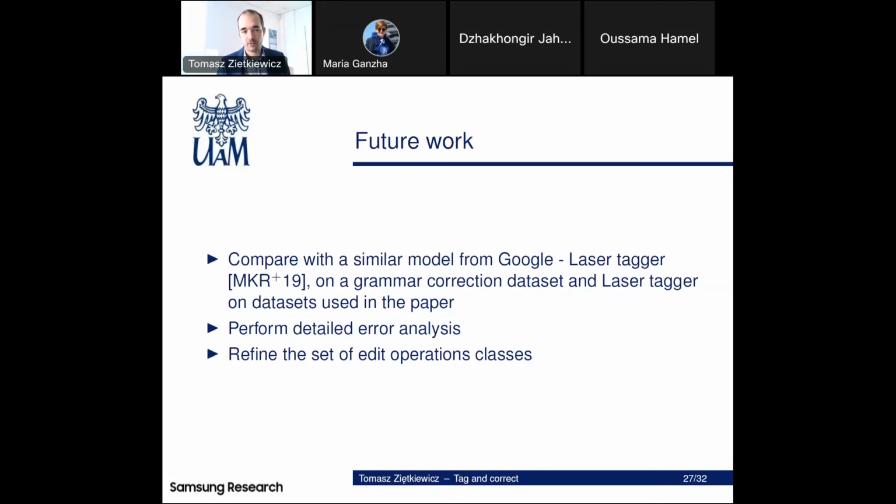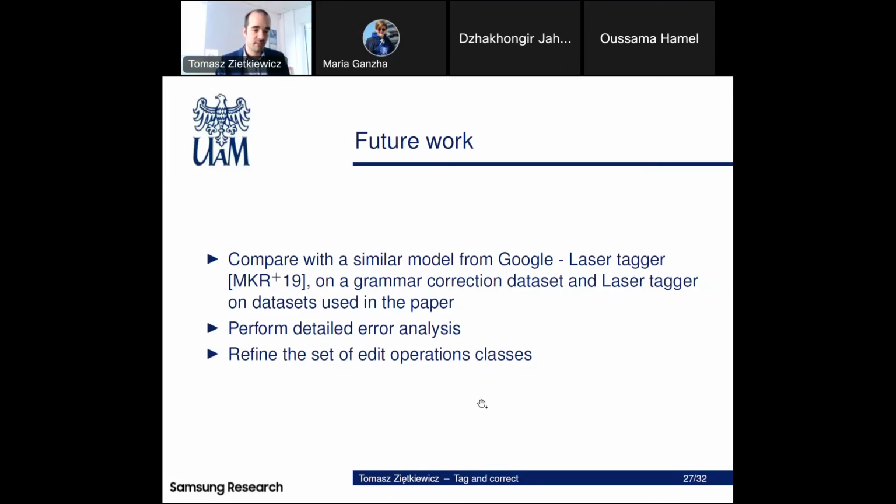So I would like to use my model on their data set, this grammar correction data set, and compare them, and also train their model on our data sets to compare which one is better. Their model is different. It uses a much smaller set of edit operations, and I would say it's not able to generalize as well as our model because of that.